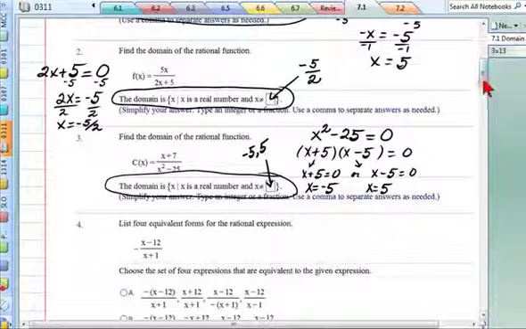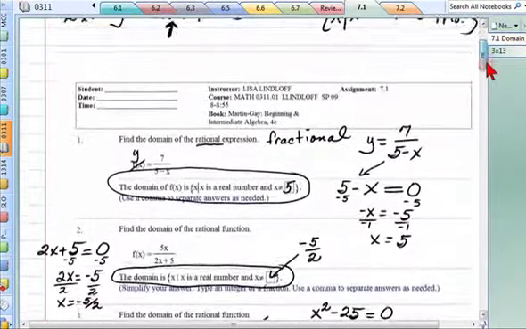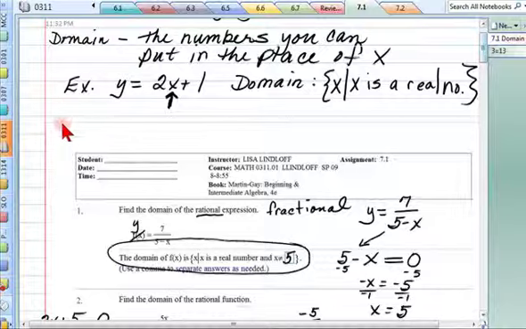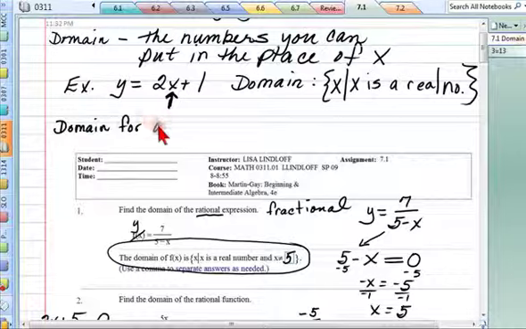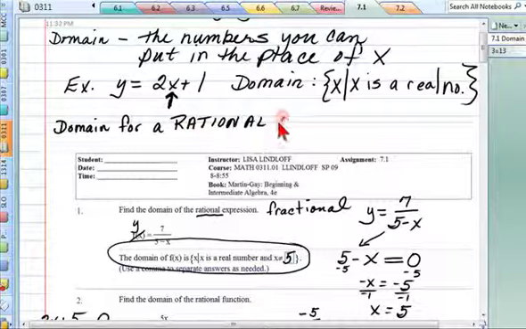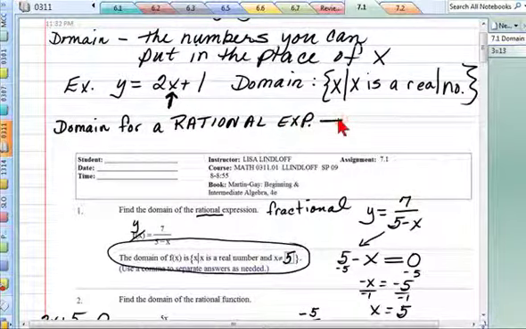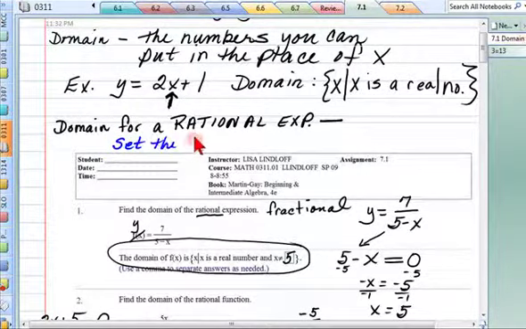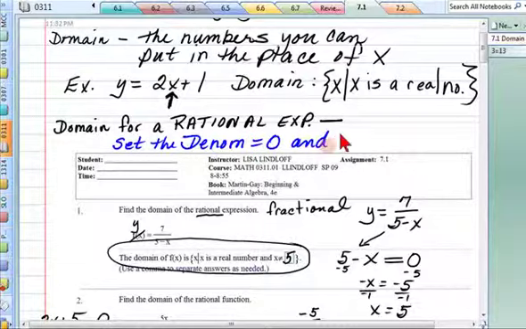So if I want to go back up to the top, the domain for a rational expression. I'm sorry. The domain for a rational expression: set the denominator equal to 0 and solve. That's what you're going to do.